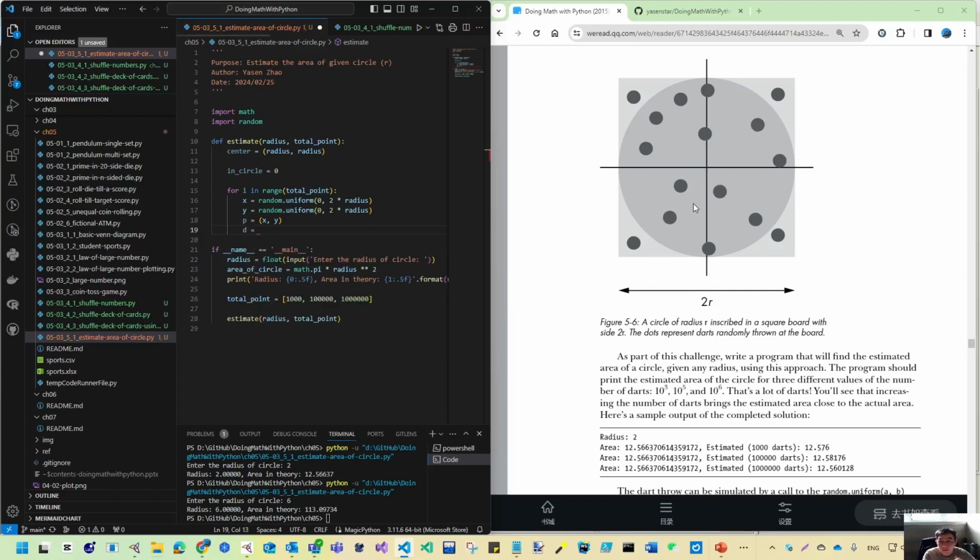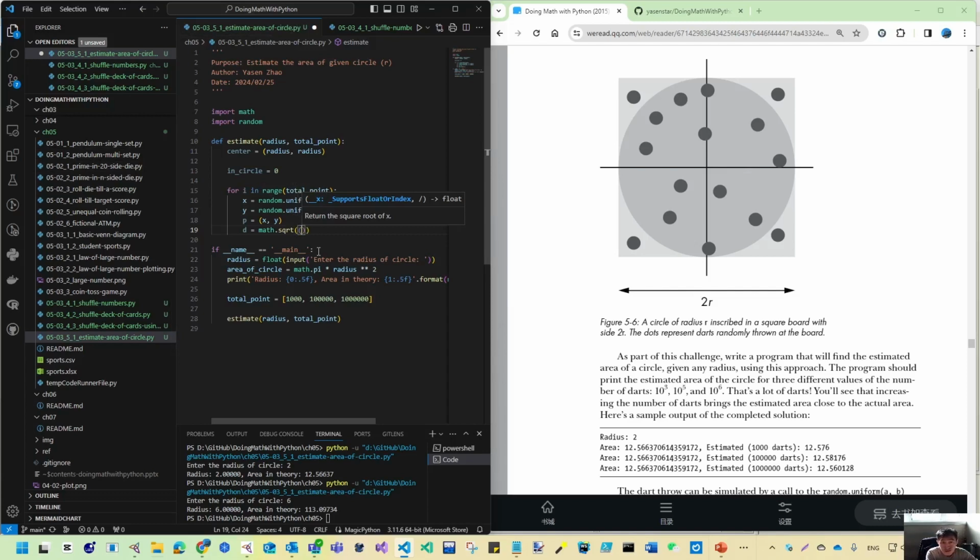So d will be the square root. We already have math imported, so we can directly use this square root function. Then we should have x squared plus y squared, and the square root will give these lines. So how do we get this x? We use this x random.